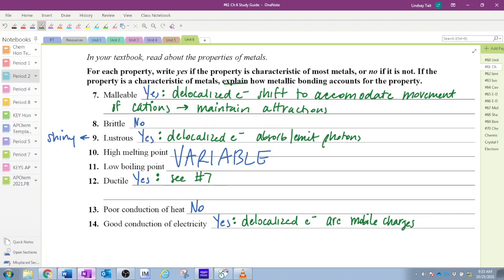All right, so with that, let's pause there because as far as I'm concerned, I'm done with metals unless you guys have any questions. Yes?